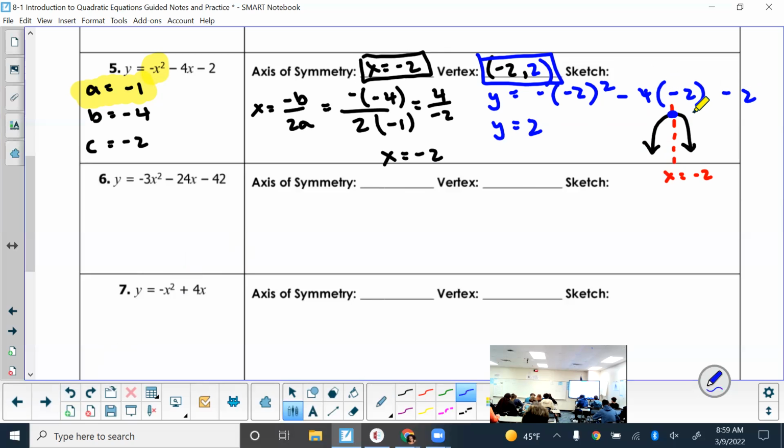And this one, it's the highest point of your graph. So label it, put a dot there. (-2, 2). And maximum or minimum? A maximum. Questions on number 5?